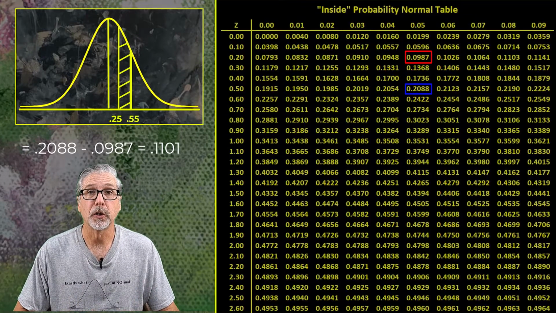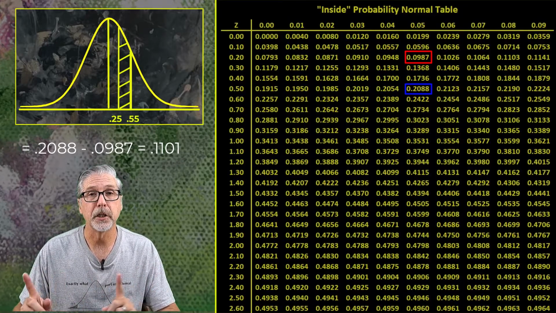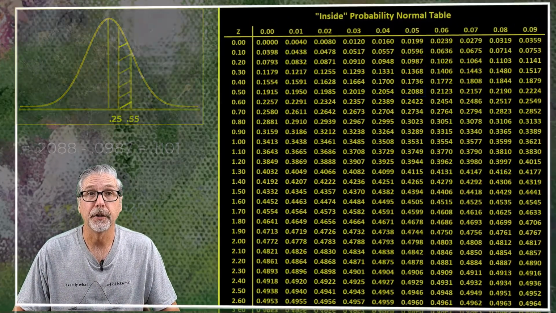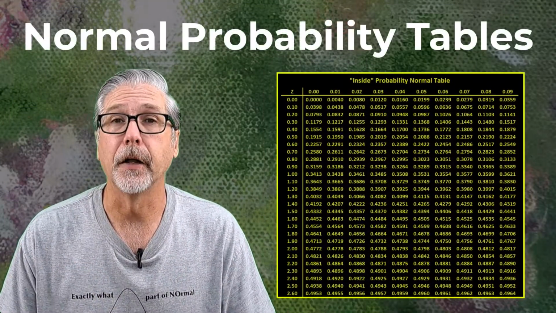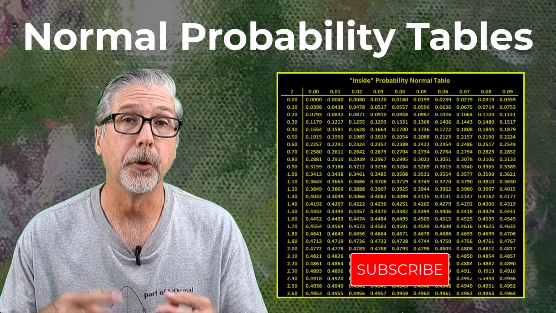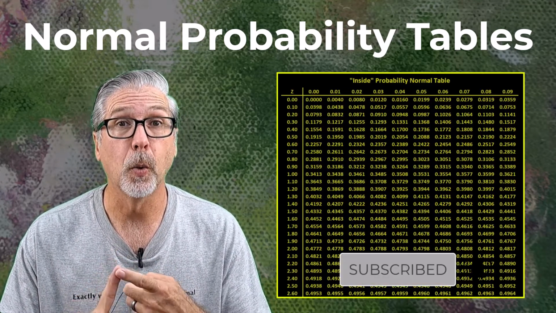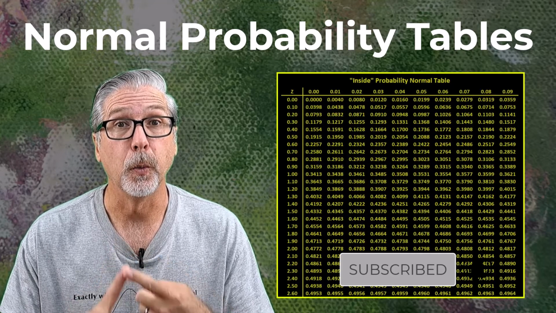So when you have z-scores that are on the same side of the mean, we subtract the probabilities. When you have z-scores on opposite sides of the mean, we add them together. And in a nutshell, that's how the inside probability table works. Again, it's not important that you know how to use both the inside and the cumulative table, but it is important you know how to use one of those tables really, really well.